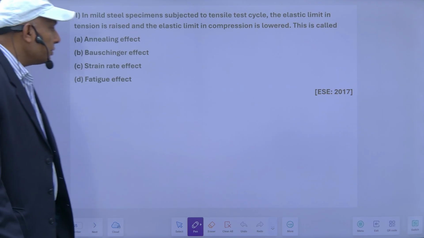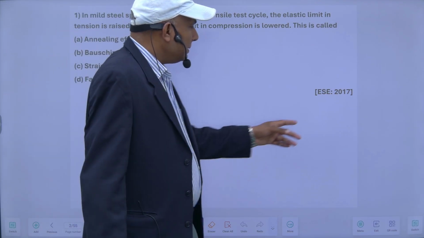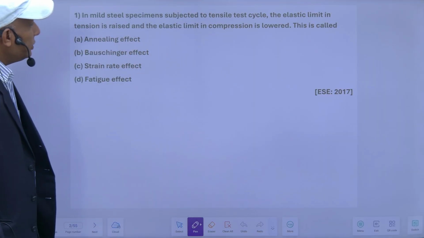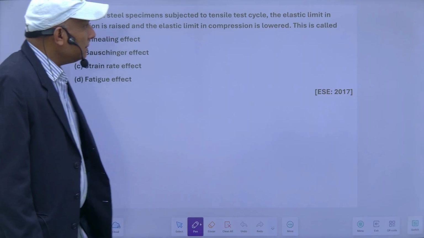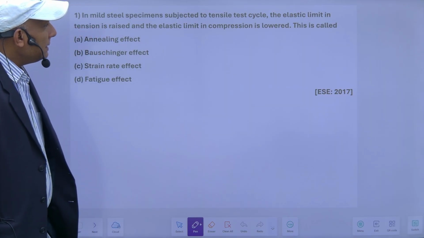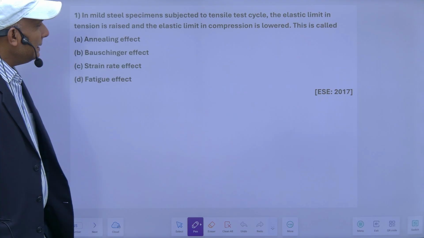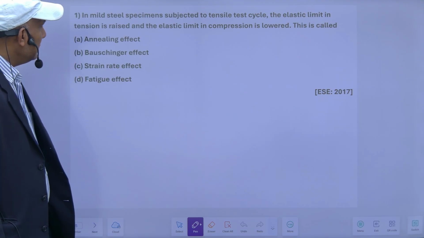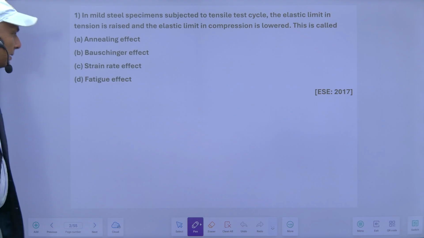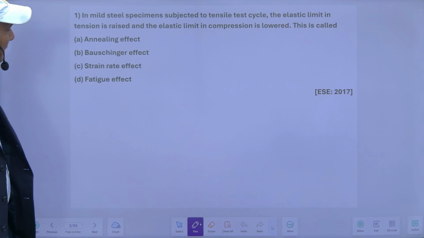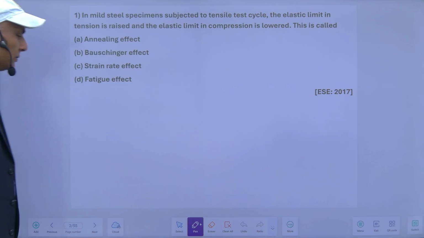So this is the first question. It comes in Engineering Services 2017. In a mild steel specimen subjected to tensile test cycle, the elastic limit in tension is raised and the elastic limit in compression is lowered. This is called annealing effect, Bauschinger effect, strain rate effect, or fatigue effect. What is this?